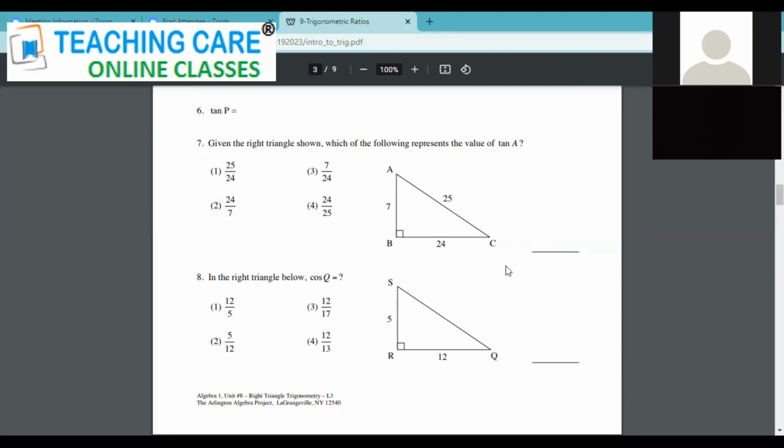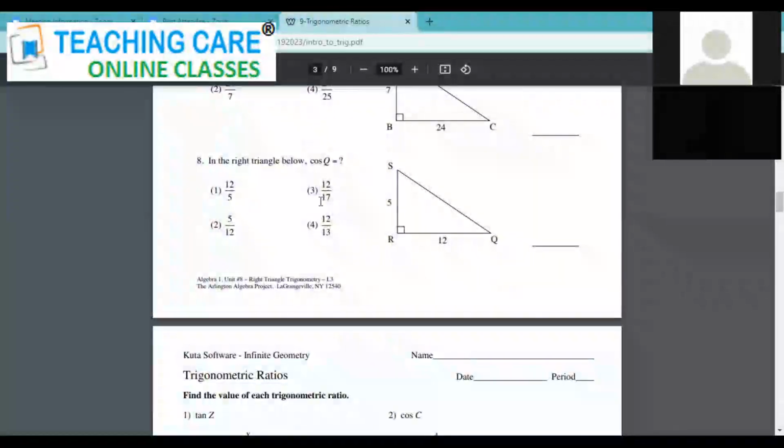Tangent of B. Pardon, sorry? Tangent of A. It's asking for tangent of A, right? Yes. It's 24 upon 7 because the hypotenuse will be removed, so 24 upon 7. Okay. What's cosine of Q here?